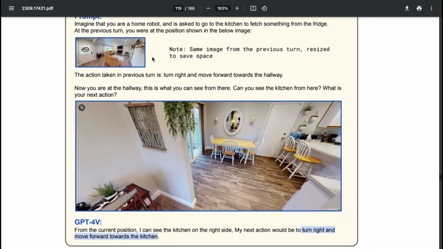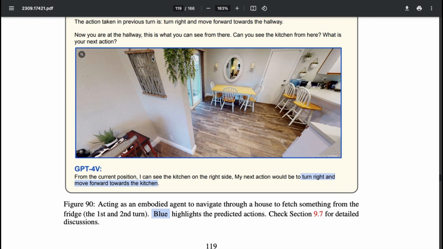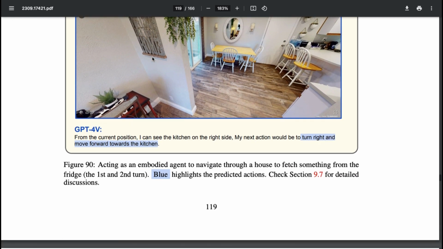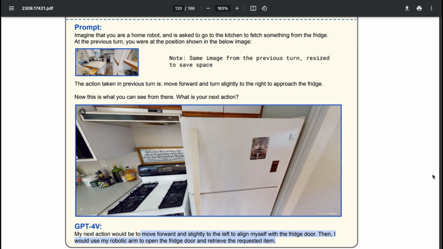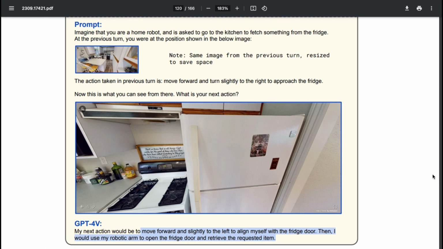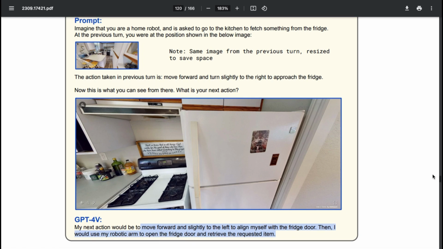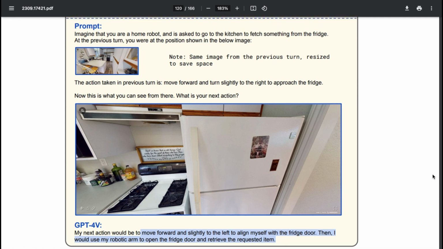So it's identified that this is not a kitchen and there's no fridge in here. The next thing is to go through the hallway where you'll possibly find the kitchen. Once the robot moves, now this is the hallway. It now says, from the current position, I can see the kitchen on the right side. My next action would be to turn right and move forward towards the kitchen. Now, my next action would be to move forward and slightly to the left to align myself with the fridge door. Then I would use my robotic arm to open the fridge door and retrieve the requested item. This is incredible work.